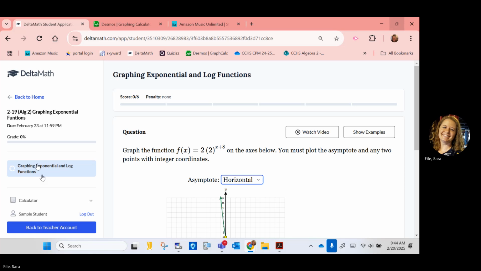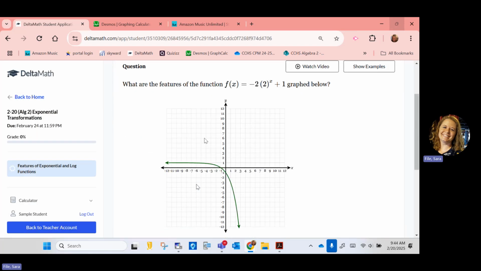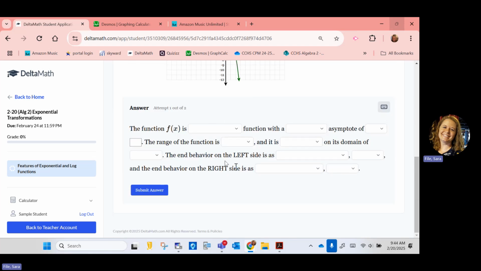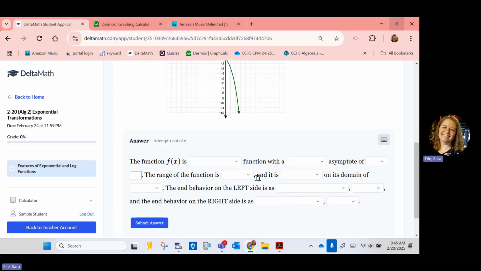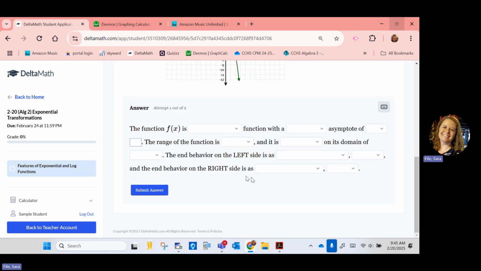Then today's practice, on exponential transformations, you're given the graph. The graph is graphed, you're given the equation. It's just answering all that descriptive stuff we were talking about in the notes. So the end behavior, where is the asymptote? What is the domain? What is the range? Is it increasing or decreasing? It's all drop down menus. So you're answering all of this based on the given graph, but you're not actually having to graph it. Yesterday, you graphed. Today, we're using the transformations to answer all of these questions.